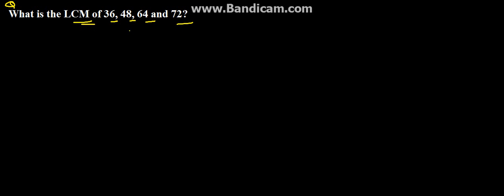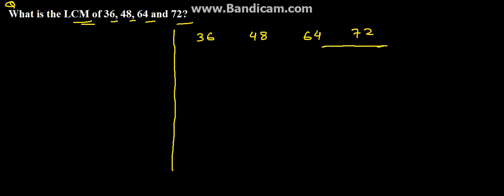So the next problem in this series is we need to find the LCM of 36, 48, 64 and 72. So to find the LCM, first let us factorize this. Let us write down the numbers here: 36, 48, 64 and 72. And let us draw a line over here and over here.